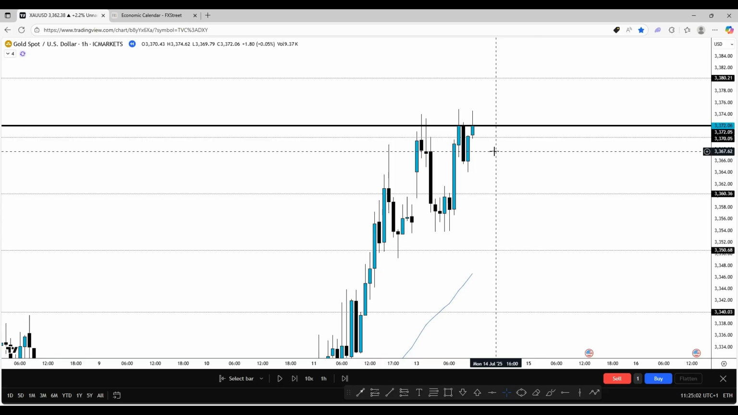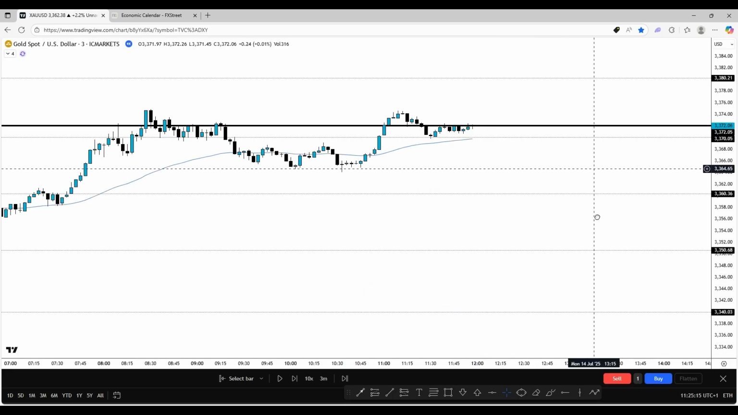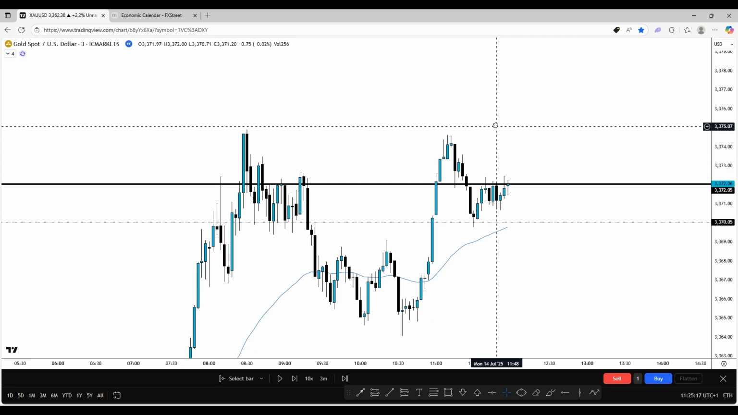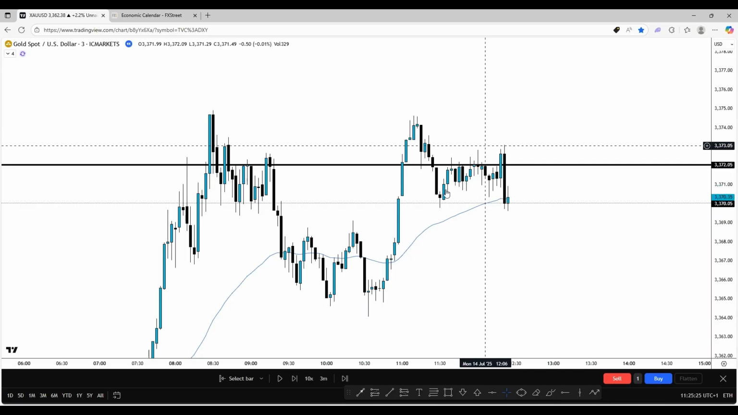So for that reason, my sell bias and me potentially starting to look for sells is now confirmed within the market. Once I've had my confirmation candle of rejection, I will drop into the 3 minute and I am simply waiting for a change in structure. If we play this out on the 3 minute, we can see what happens. Price starts ranging a little bit and then we get this candle here.